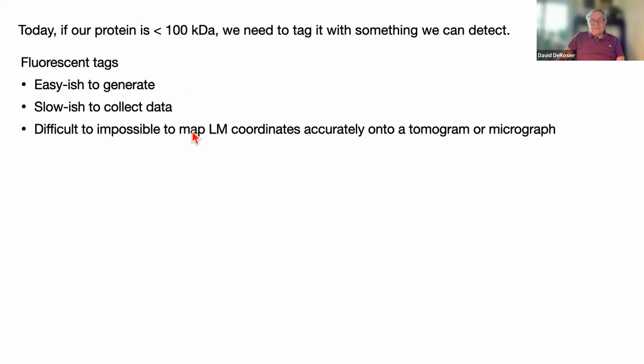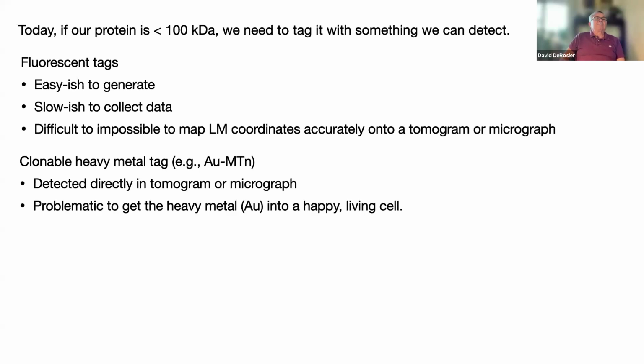And the other thing that really is the killer: it's difficult to impossible to map those coordinates from the light microscope onto a tomogram or a micrograph. There are all sorts of issues in doing that. Of course, my favorite was a clonable heavy metal tag, that you could detect directly in the tomogram or micrograph.